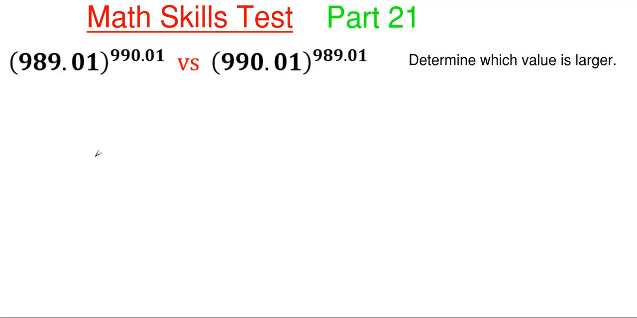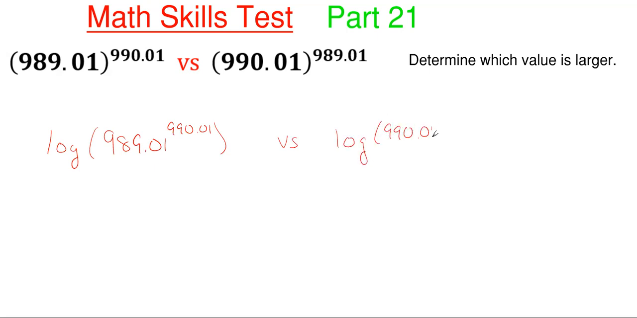So what we are going to do is take the easiest approach, I think, and take a logarithm of each side. So we are going to go with log of 989.01 to the power of 990.01, and that's going to be versus our other one, which is log of 990.01 to the power of 989.01.